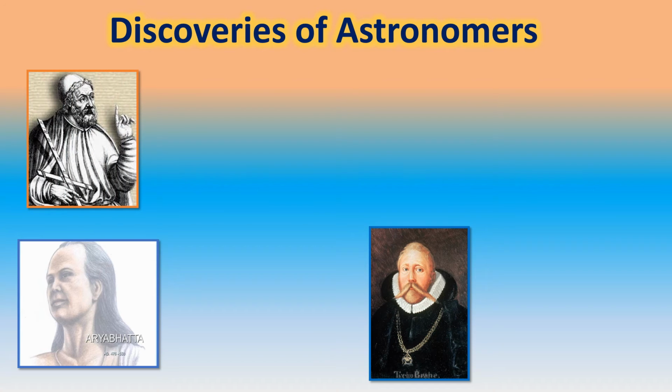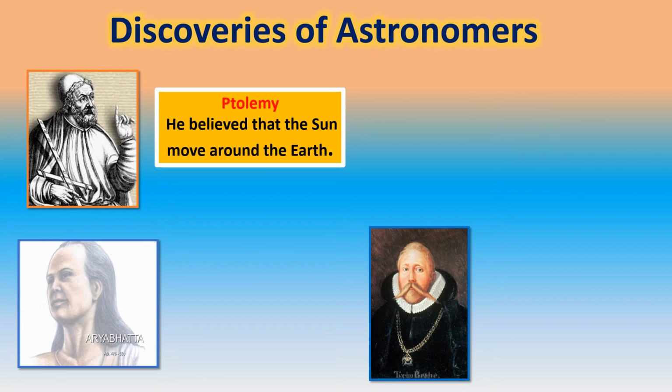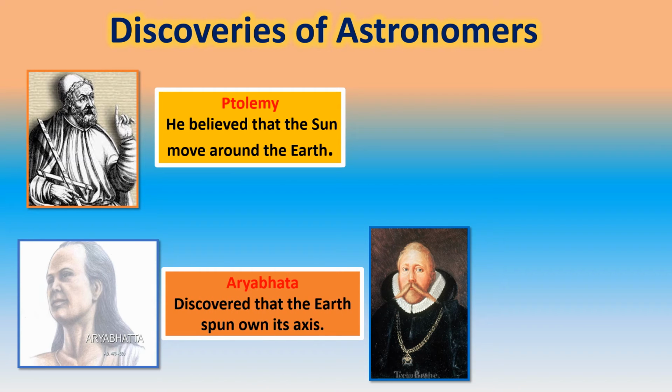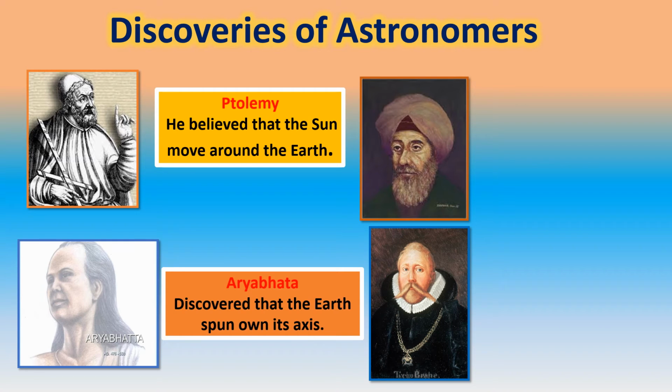Let's begin with Ptolemy. In 150 AD, the famous astronomer Ptolemy believed that the sun moved around the earth. And in the year 500 AD, an Indian astronomer, Aryabhata, discovered that the earth spun on its own axis, but he still thought that the earth was the center of the universe.